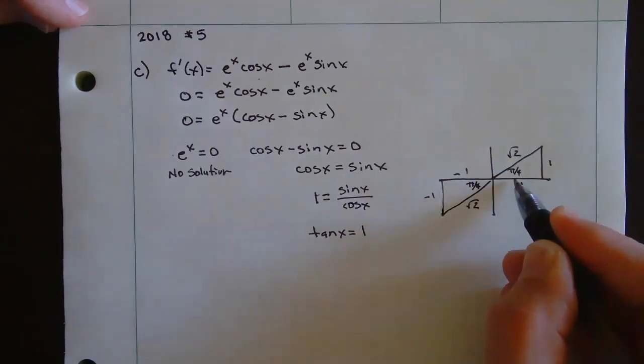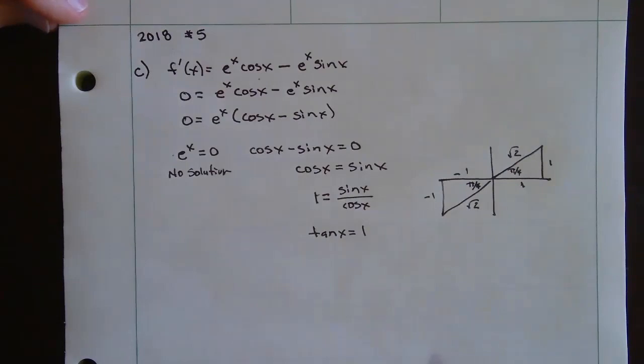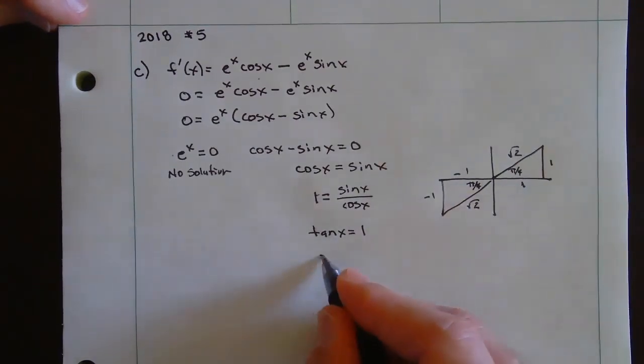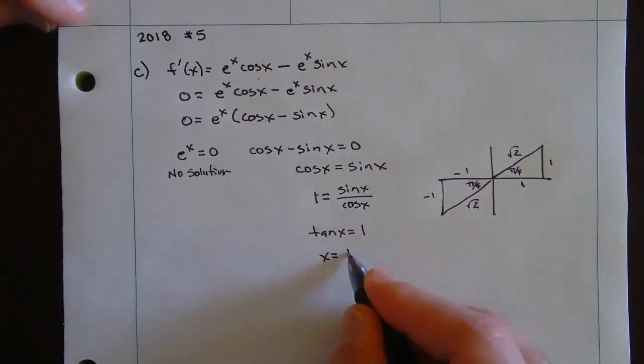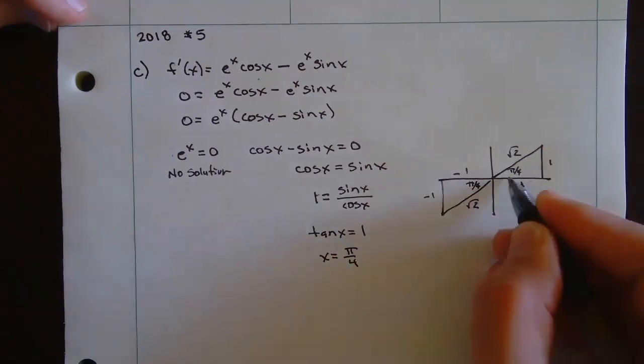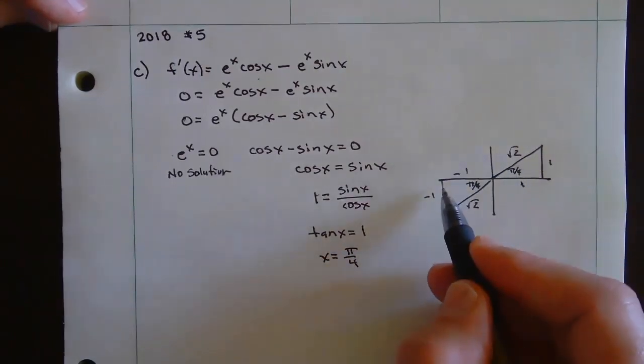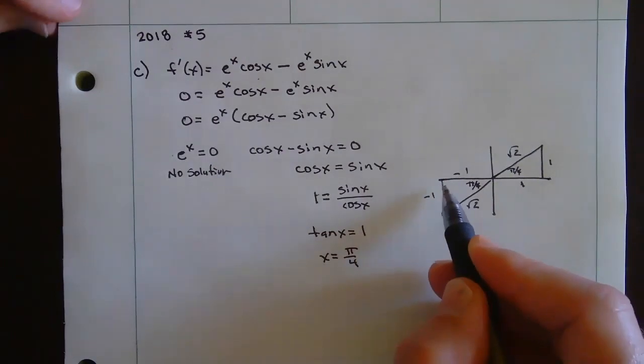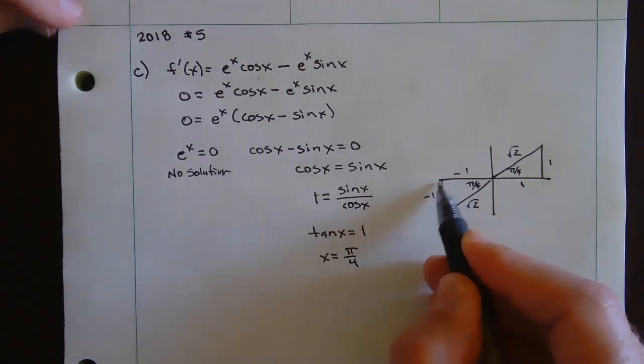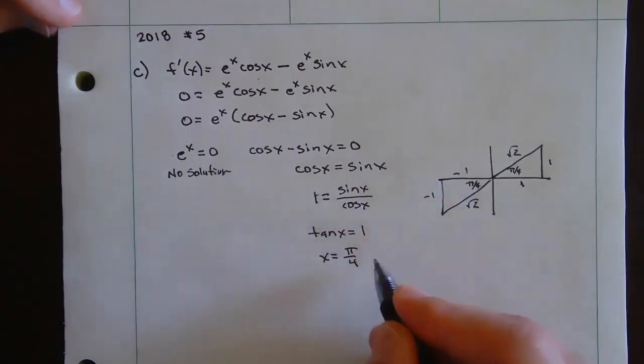But the angle of rotation, because we're looking between 0 and 2 pi, so the solutions to this would be pi over 4. That's this one. And 5 pi over 4. Now 5 pi over 4 comes from, this is 4 pi over 4 right here, and we need to go one more pi over 4.